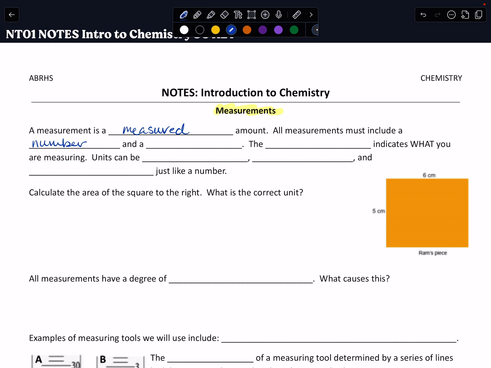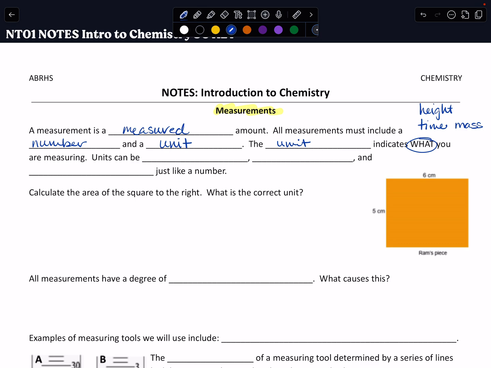And in addition, that number needs to be followed by some unit. All right, so if you just have a number, that's not a measurement. If you just have a unit, that's not a measurement. You need to have the two together. The purpose of the unit is to indicate what you are measuring. So there are all kinds of things that we can measure. We could measure someone's height. We could measure the time it takes to do something. We could measure the mass of an object. So anything that we use a tool and then gain a numerical value with a unit is going to be considered a measurement.